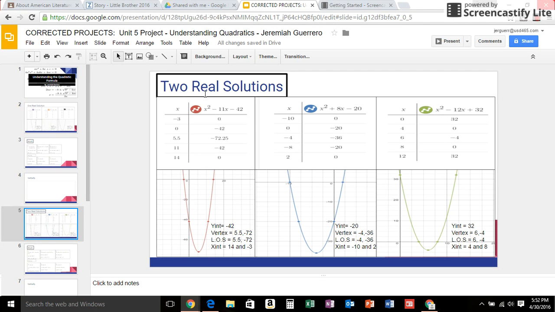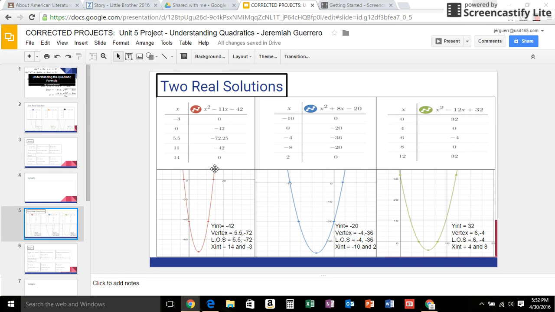Alright, 2 real solutions. The 3 equations for 2 real solutions are x² - 11x - 42, x² + 8x - 20, and x² - 12x + 32. There is a table showing the 5 main points, as well as the graph for the vertex, x and y intercepts, and corresponding points.